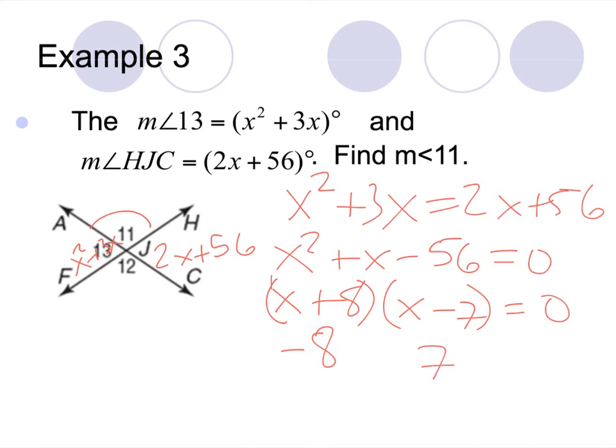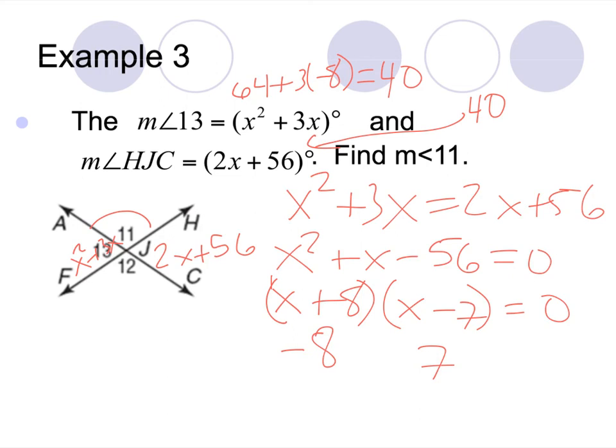Now, does only one of them work? Do they both work? I don't know. Let's see here. Well, if I look at my angle measures, if I pop negative 8 into the top one, that's going to be 64 plus 3 times negative 8. That's negative 24, so that equals 40. And if I pop it into this guy here, negative 8 times 2 is negative 16, plus 56 is 40. All right, well, those are both positive.